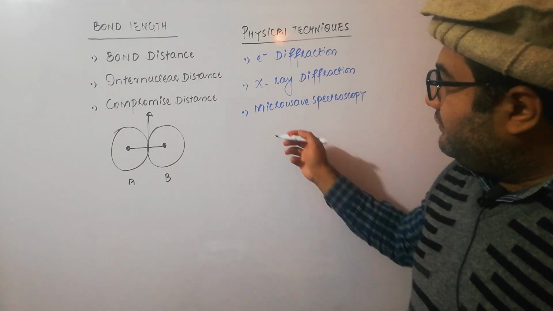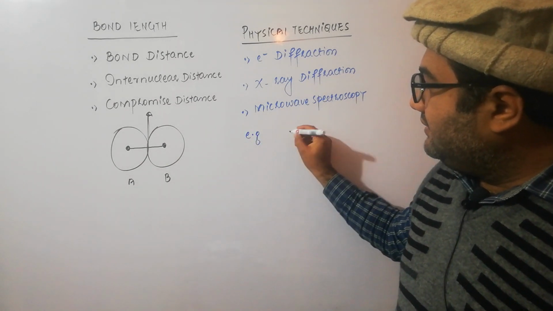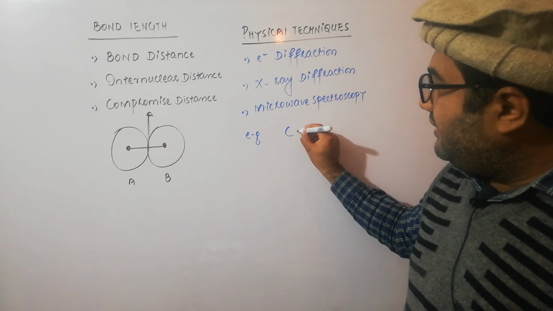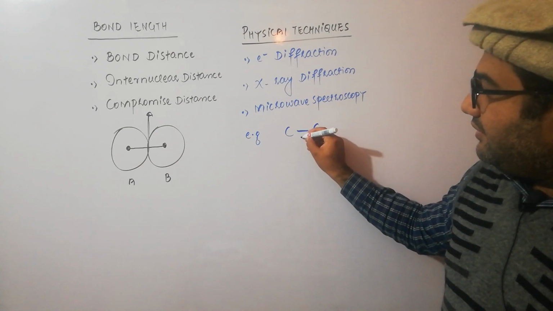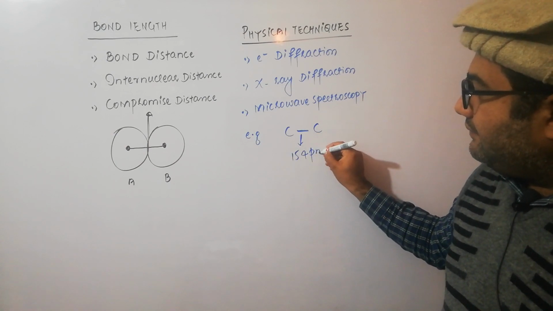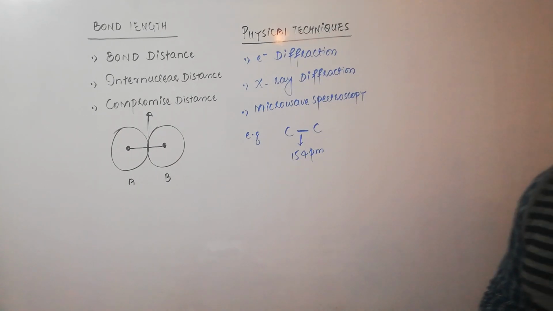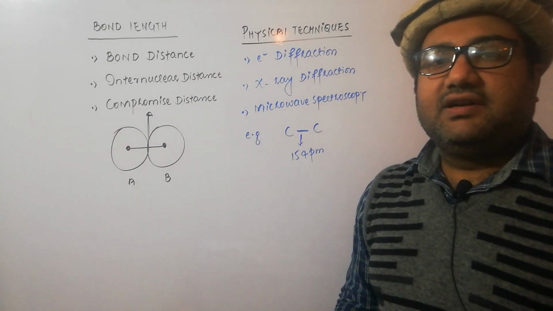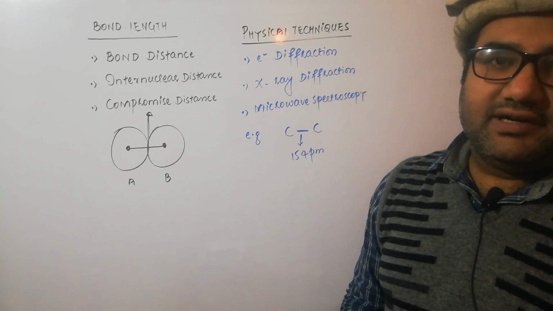Now let us move towards the example of the bond length. For example, the bond length between two carbon atoms which are bonded through a single bond is 154 picometer. So this 154 picometer is actually the average distance between the nuclei of two covalently bonded carbon atoms.